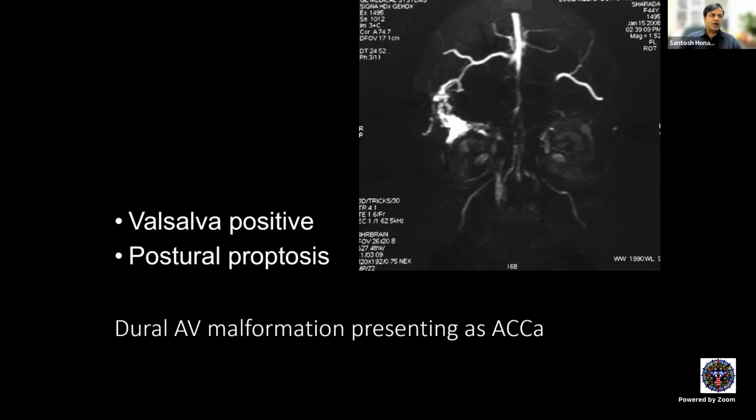This was dural AV malformation presenting as adenoid cystic carcinoma. It's not untrue that patients who have arteriovenous malformation can also have Valsalva positivity, depending on the venous component therein. And also they can have positional proptosis, but not as severe as the one which has a predominant venous component, that is orbital varices. So both are possible.